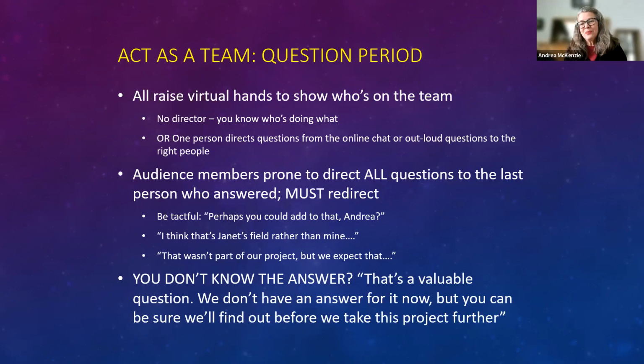There's also someone who asks a question, and someone usually does, that's outside the scope of your project. You can tell them that. You can simply say that wasn't part of our project, but if you do have a relatively reasonable answer for it, you can say we expect that given our own findings, the answer to the question would be such and such.